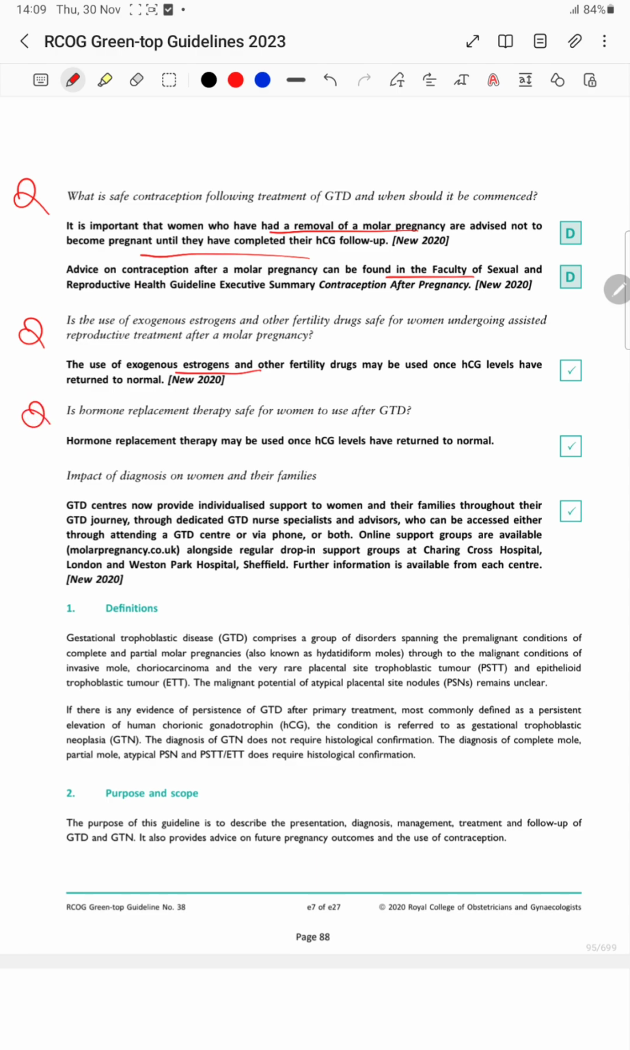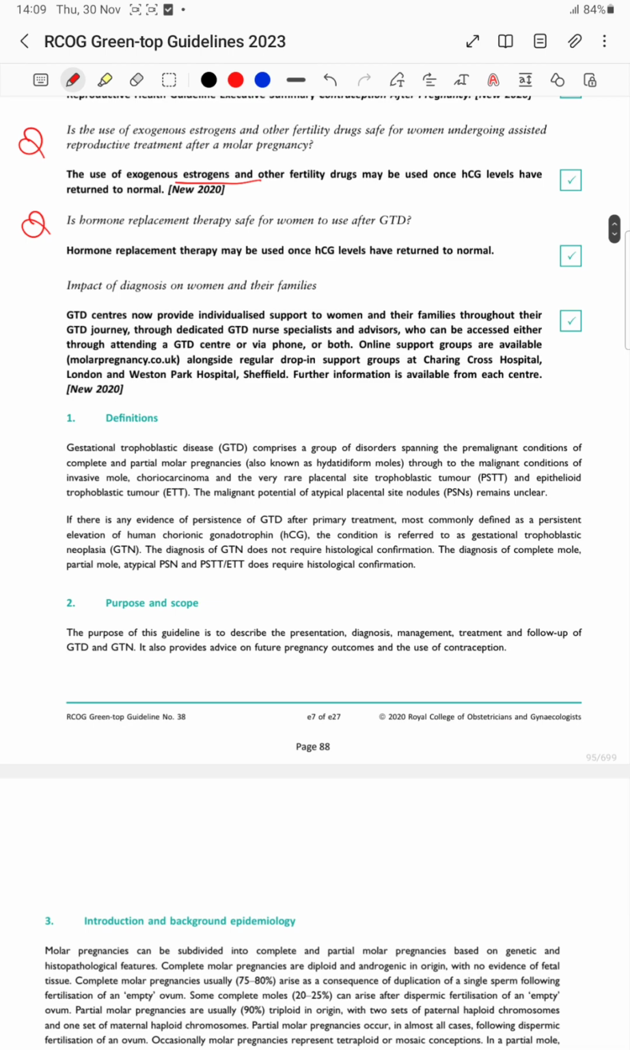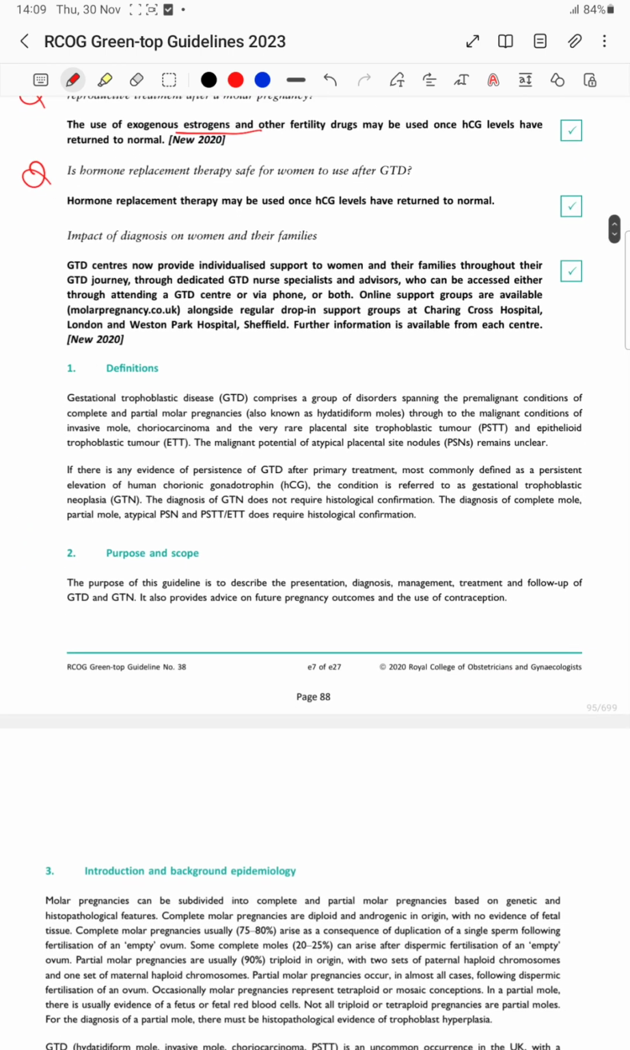Is hormonal replacement therapy safe for women to use after GTN? Hormonal replacement therapy may be used once HCG levels have returned to normal.